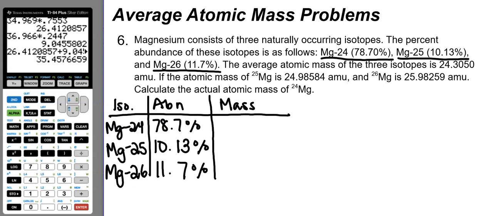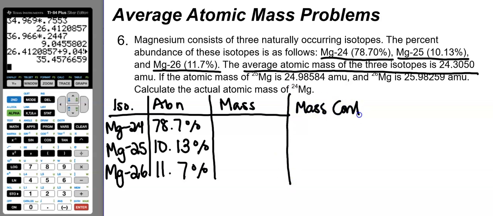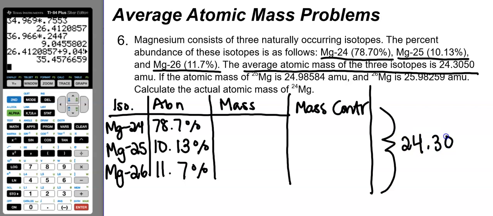The average atomic mass of the 3 isotopes is 24.3050. Oh, so this is a little bit of a different problem. It gives us the average atomic mass, so it gives us the weighted average of these 3 isotopes. When we add up all these mass contributions, we should get this value of 24.3050. So we must be looking for a different piece of information in this problem. Alright, so let's keep reading to figure out what we're looking for.